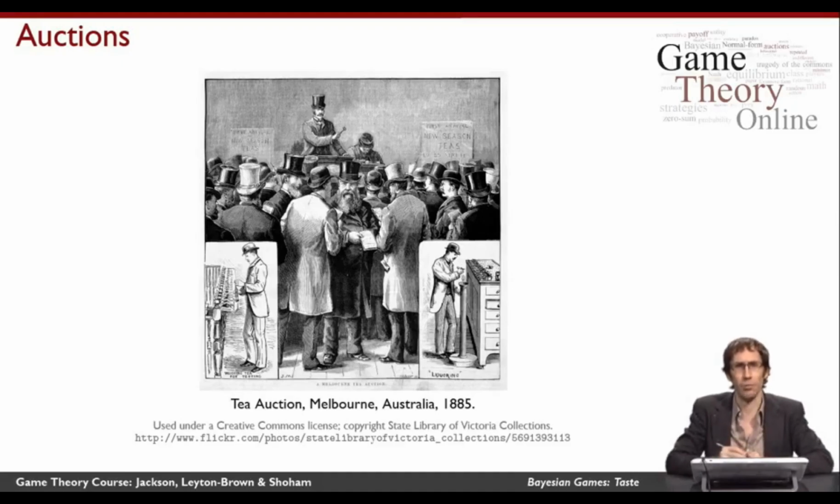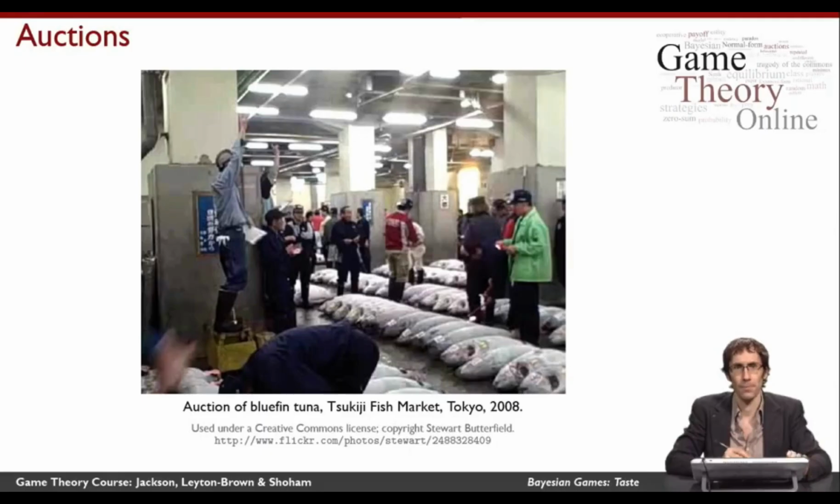But auctions are a really practical thing. They really are quite important in the world, and they're used for a lot of different things. Here's an example of a much more modern auction. This is an auction of bluefin tuna at a fish market in Tokyo. And you can see this is from 2008. And auctions are used to sell fish because fish spoil quickly and their value changes quickly. And so it's important to find a way of determining what the prices should be on a day-by-day basis.